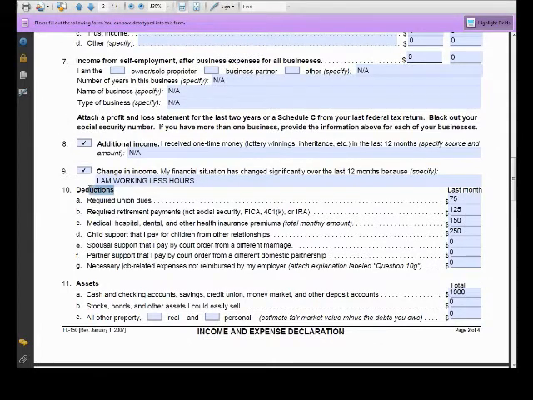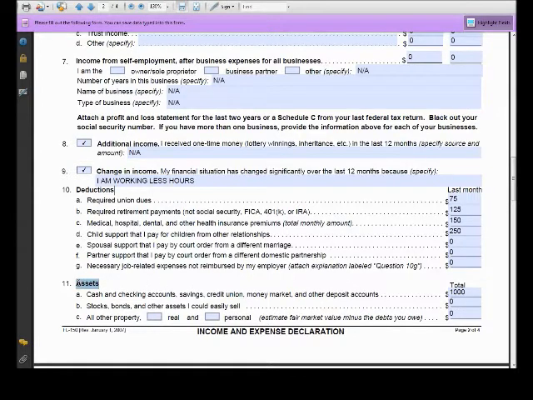Section 10 asks for deductions to your gross monthly income, such as union dues, medical insurance, and court-ordered child support. Again, answer each line. If the line does not apply to you, enter 0 or NA, whichever is appropriate.